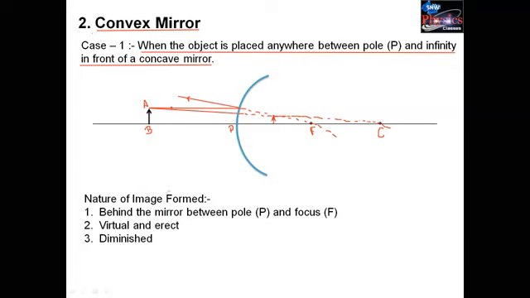So we get the nature of image: behind the mirror, means mirror के जो है पीछे बना है. The image is formed between pole and principal focus. Second one is virtual and erect, and third one it is diminished, means smaller than the object. It is smaller than the object.